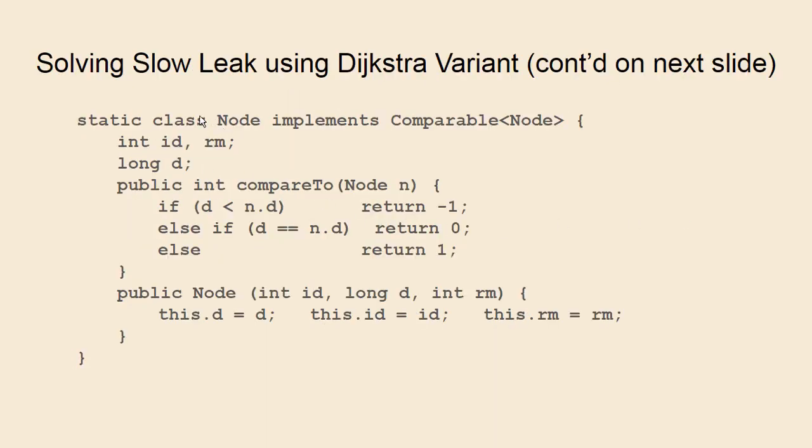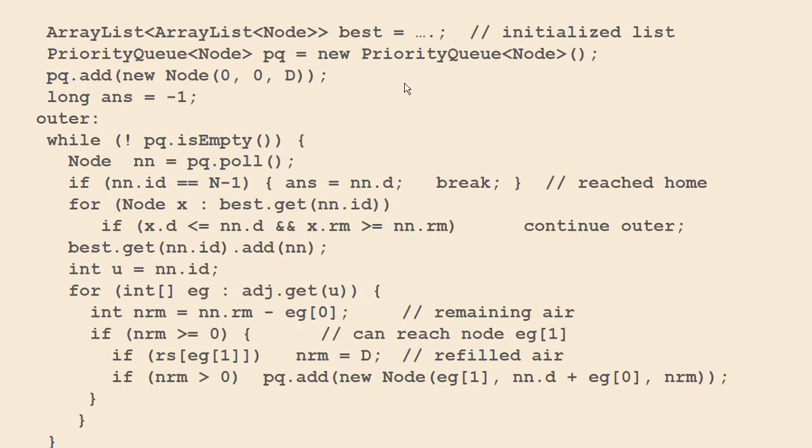For this, I used another class called node, which records the information of which node we are at, how long we have traveled, the distance d, and the remaining air. The comparison is based on distance. Okay, so let's look at the code here.